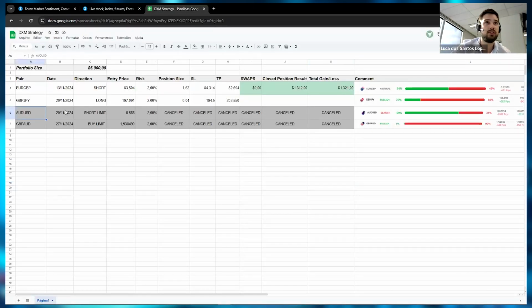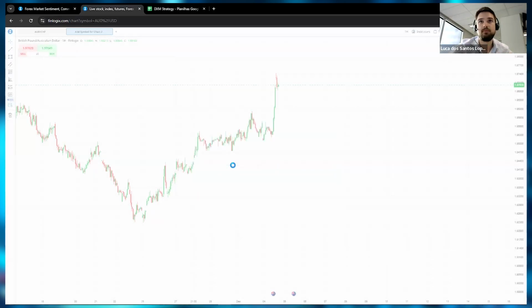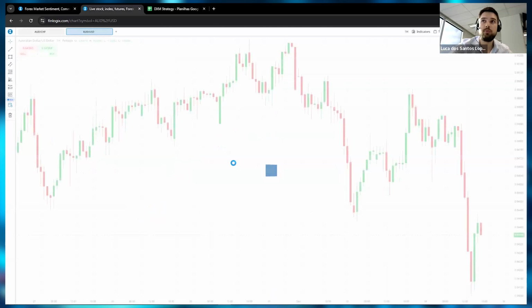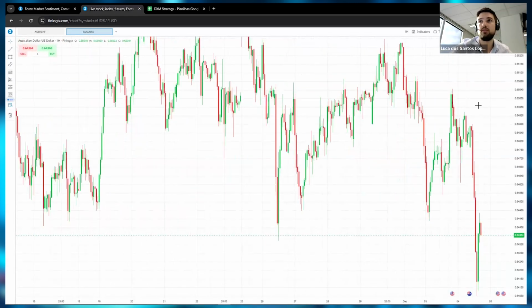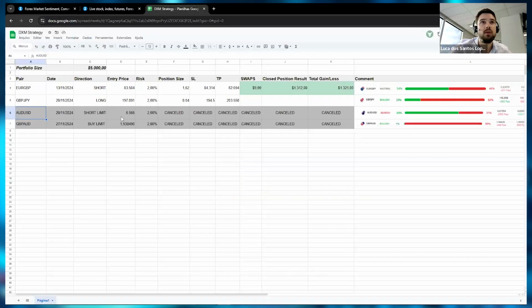What else? AUD/USD as well on the short side. Let's have a look. AUD/USD. See, the direction we are predicting is completely right. Again, another one that we missed by a few points. What price was that? 0.6566.